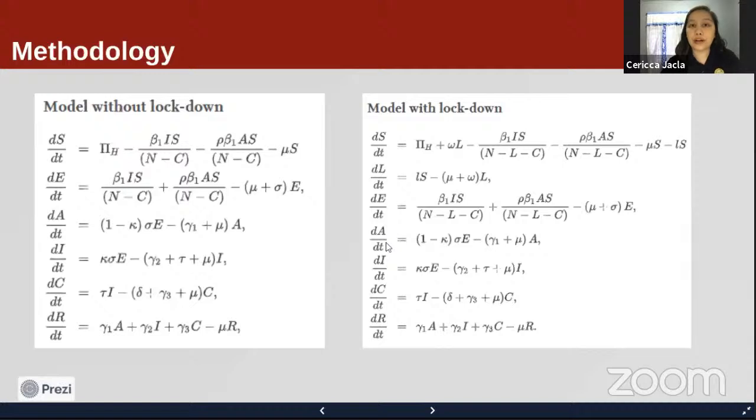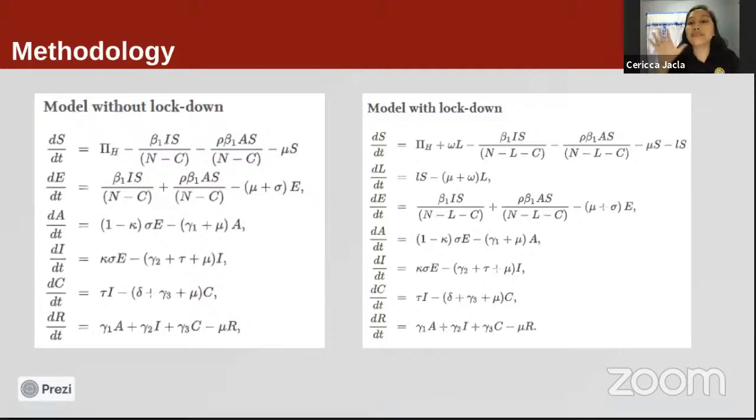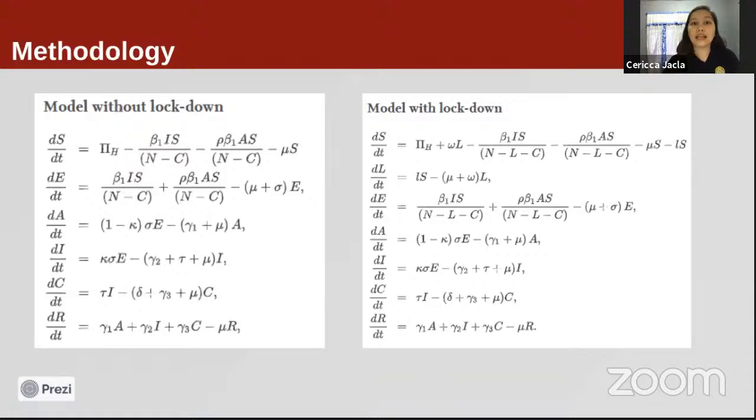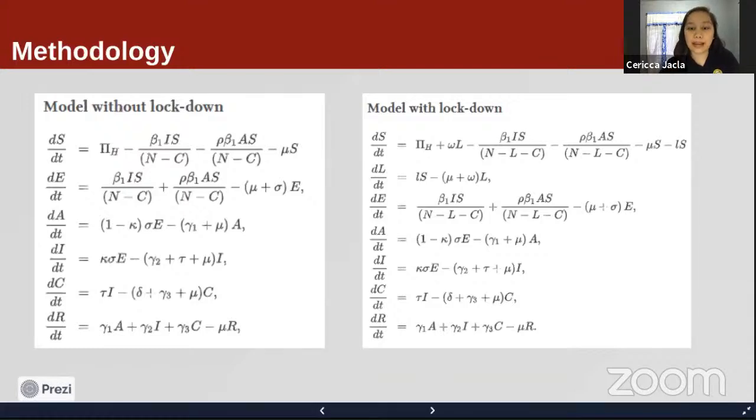Next is the population of asymptomatic. So 1 minus k is the portion of the infected exposed people that are asymptomatic. Then minus the recovered. So gamma sub 1 are those people who got recovered. They are deducted, or they decrease the population of asymptomatic, and the factor of natural deaths is still considered.